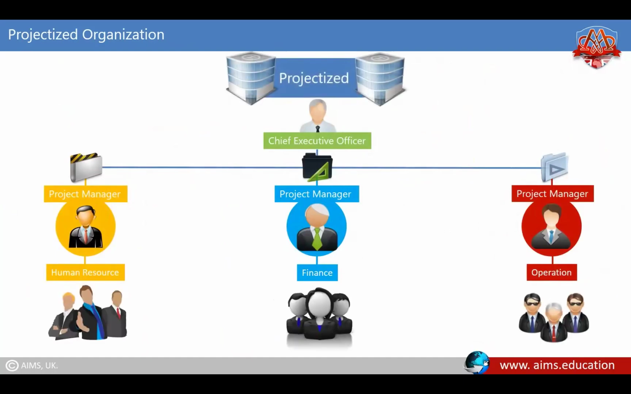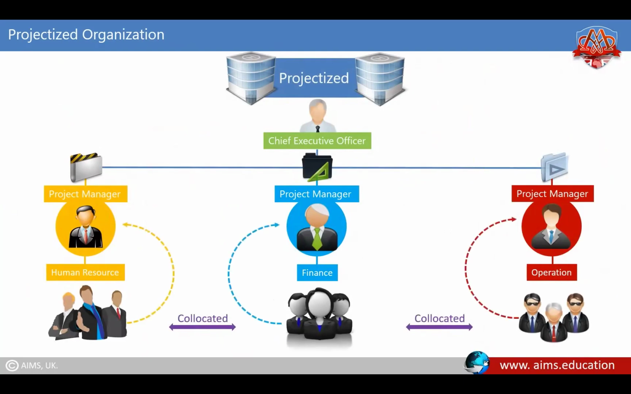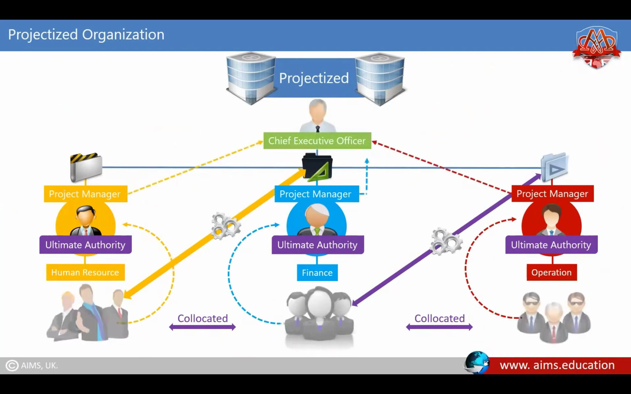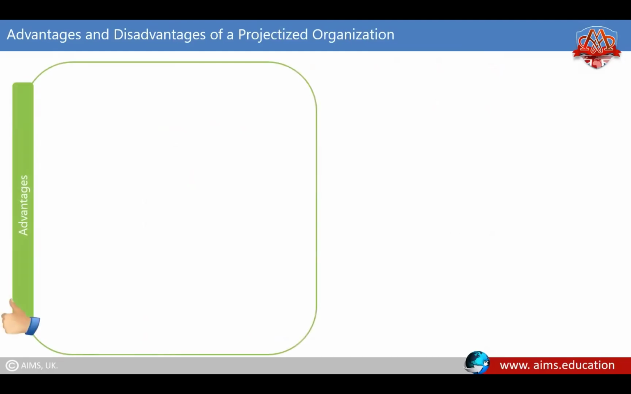Team members are often collocated. Team resources can either report directly to the project manager or provide support services to the various projects. And project managers almost always have ultimate authority over the project in this structure and report directly to the Chief Executive Officer. Now, let us see the advantages and disadvantages of a projectized organization. Its advantages are as follows.